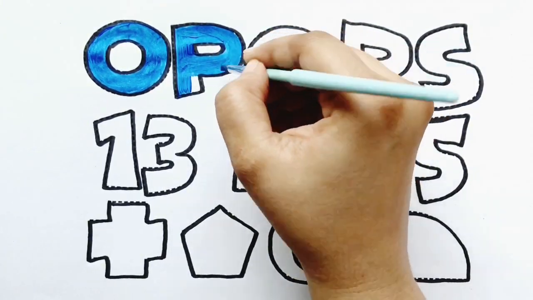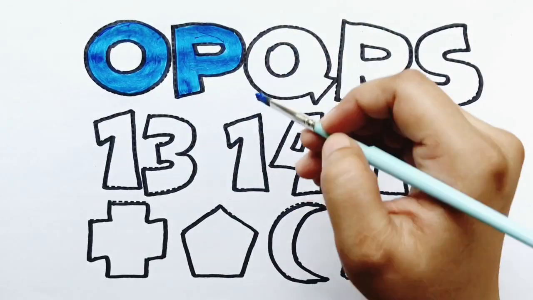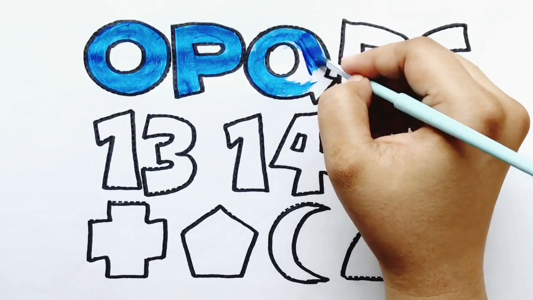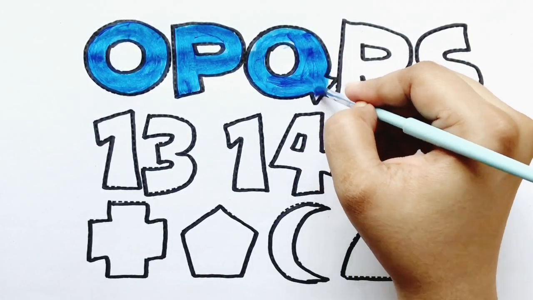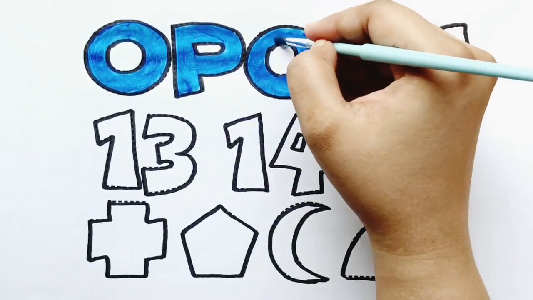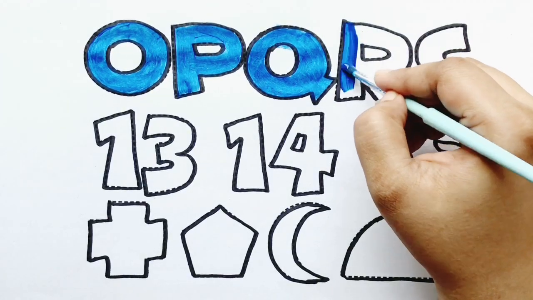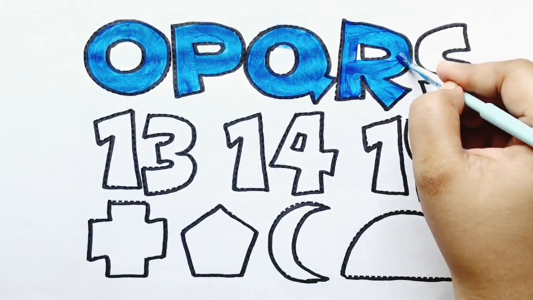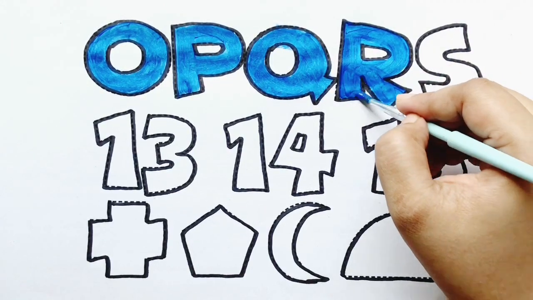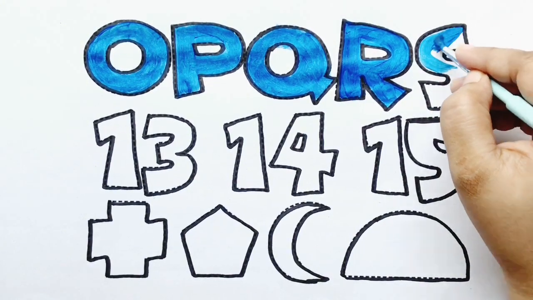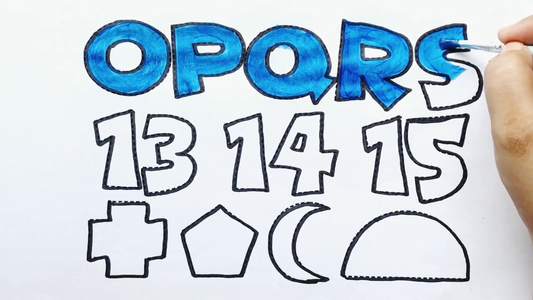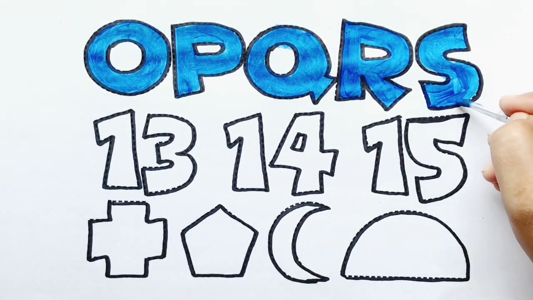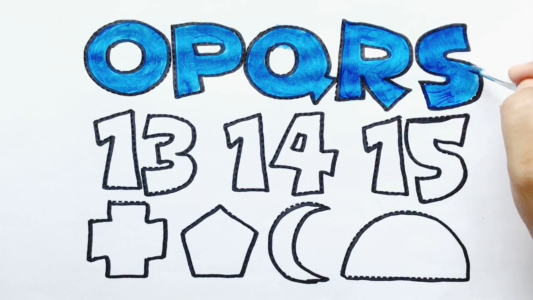Q for coin. R for rabbit. S for snail. Now I know my ABCs. Next time, won't you sing with me?